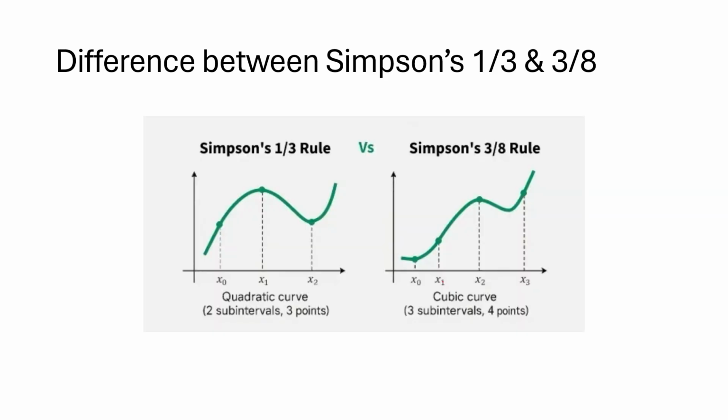Now here's the difference between Simpson's 1/3 and 3/8 method. Simpson's 1/3 rule is a quadratic curve, again, with 2 subintervals and 3 points. Versus Simpson's 3/8 rule, which creates a cubic curve, and we have 4 points and then 3 subintervals.